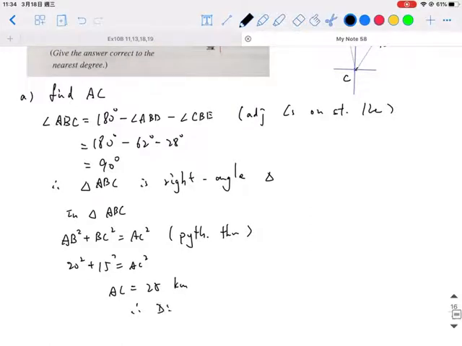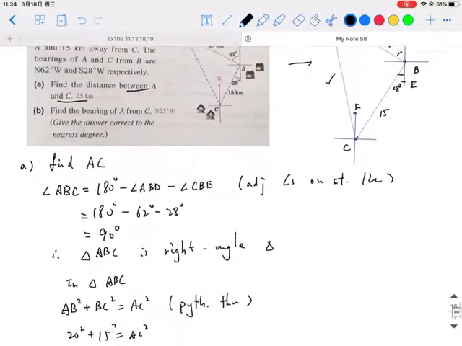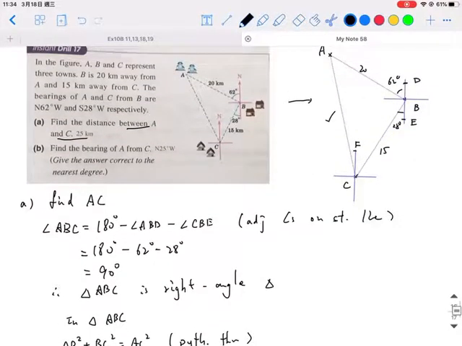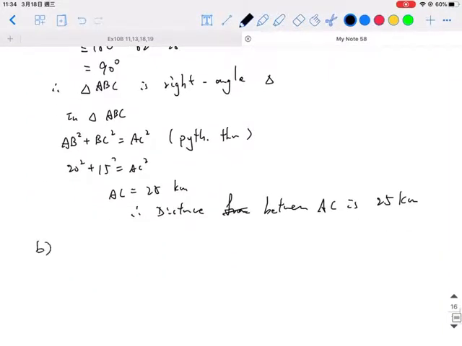So the distance between A and C is 25 kilometers. Okay, for the second part, find the bearing of A from C. If the question is asking for the bearing, you can answer with either a compass bearing or a true bearing. So for part B, either one is okay.